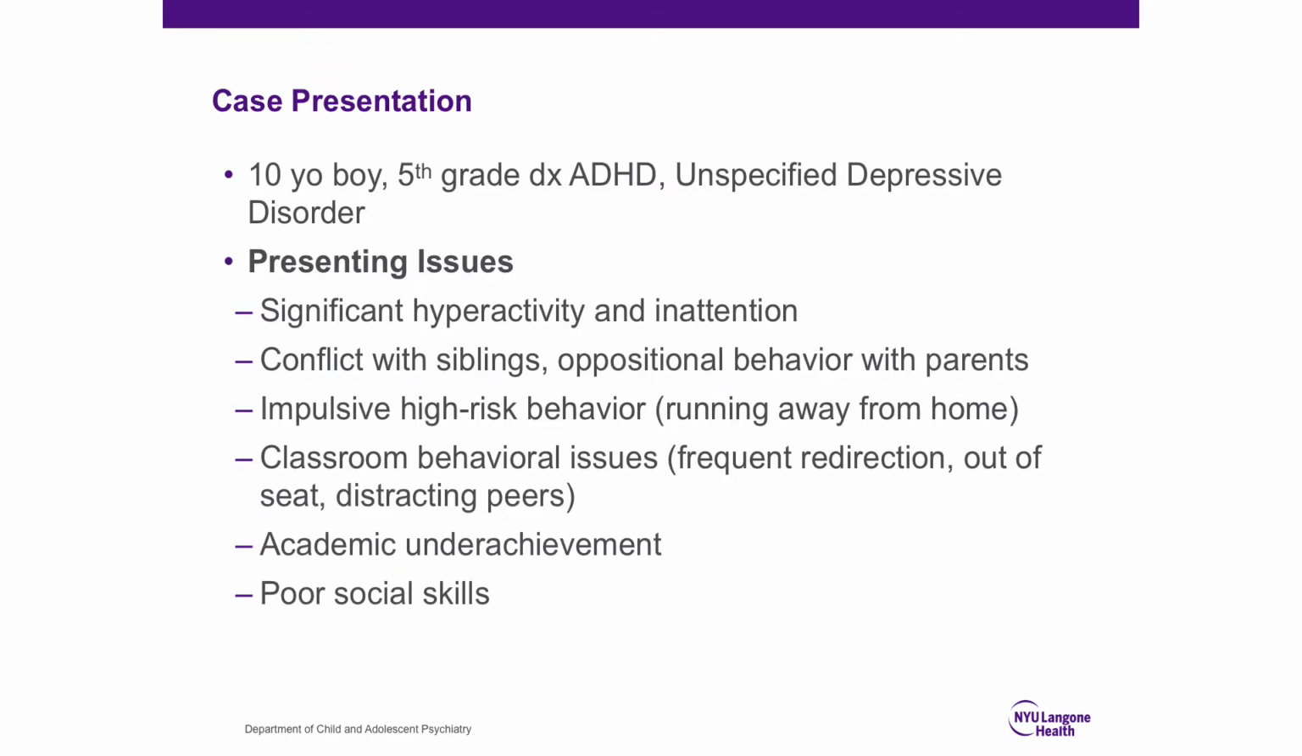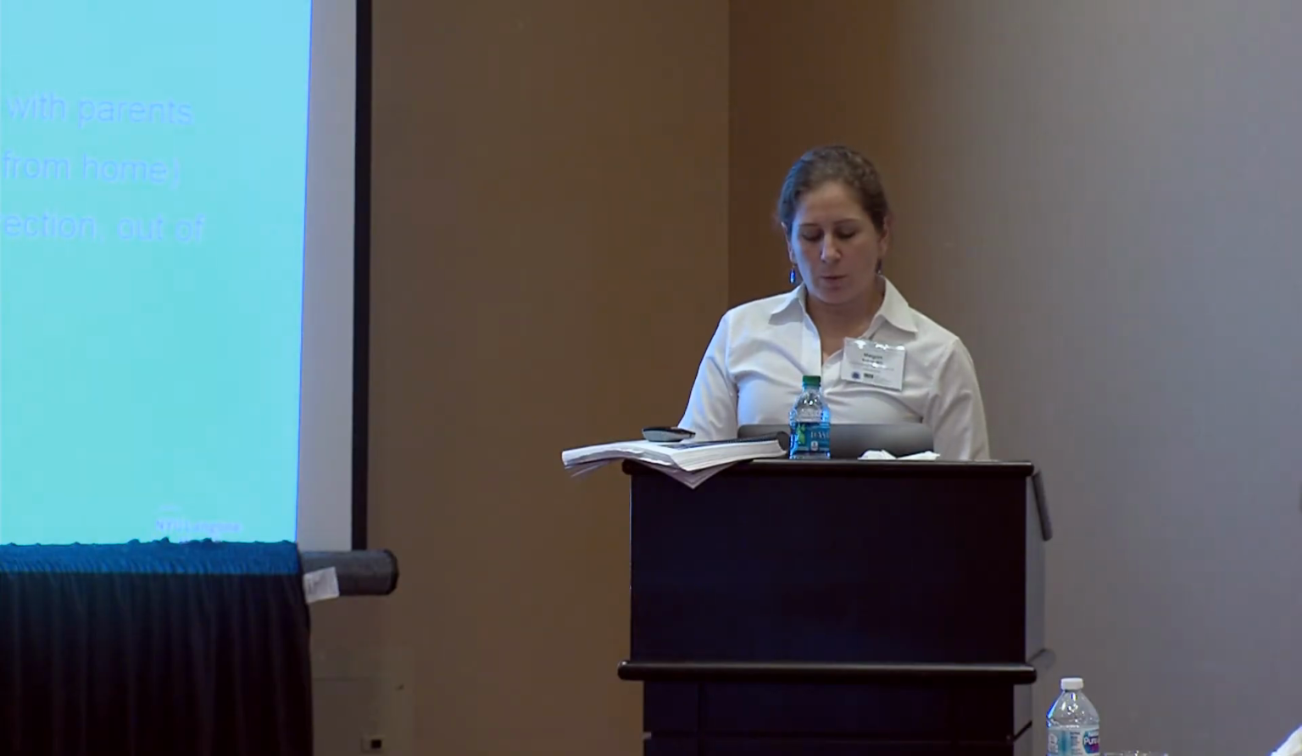So now I'm going to start the case presentation. This is a 10-year-old boy who's in 5th grade with a diagnosis of ADHD and unspecified depressive disorder. He's presenting to me with issues of significant hyperactivity and inattention, conflict with siblings, oppositional behavior with his parents, impulsive high-risk behavior such as running away from home, classroom behavioral issues, academic underachievement, and poor social skills. I'll also mention that one of the major triggers for parent-child conflict was homework, which will become important when we talk about our treatment plan.